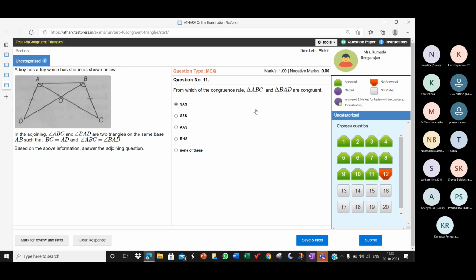Okay, ma'am. Now I got it, ma'am. Since the two triangles ABC and BAD are congruent, their corresponding sides are equal. Which is the side corresponding to AB? BA, ma'am. It's the same side AB. The side that corresponds to BC? AD, ma'am. And the side that corresponds to AC is BD. So side AC is equal to BD.